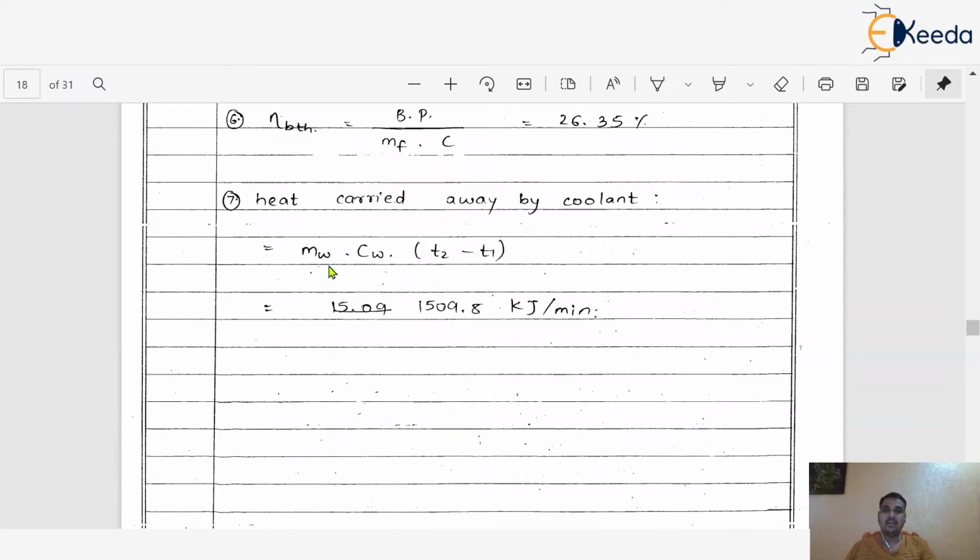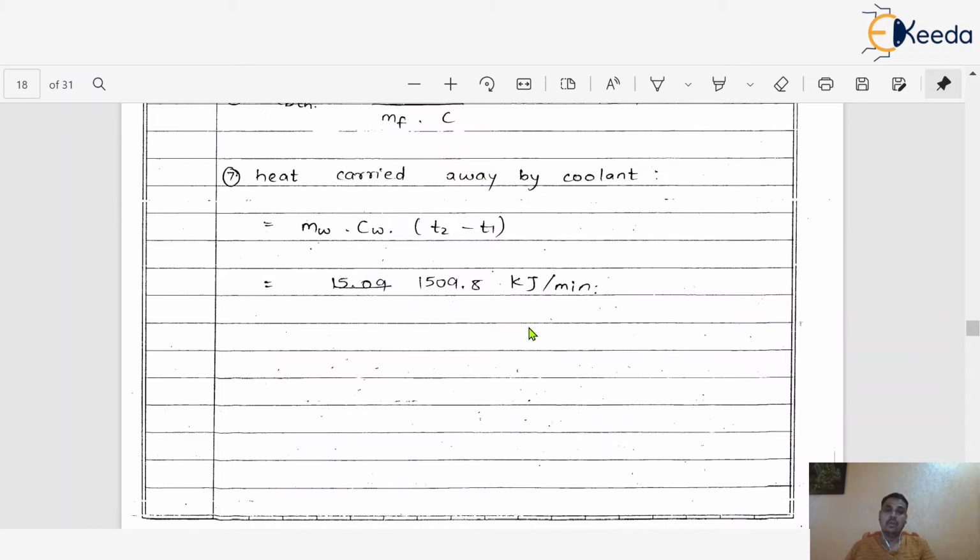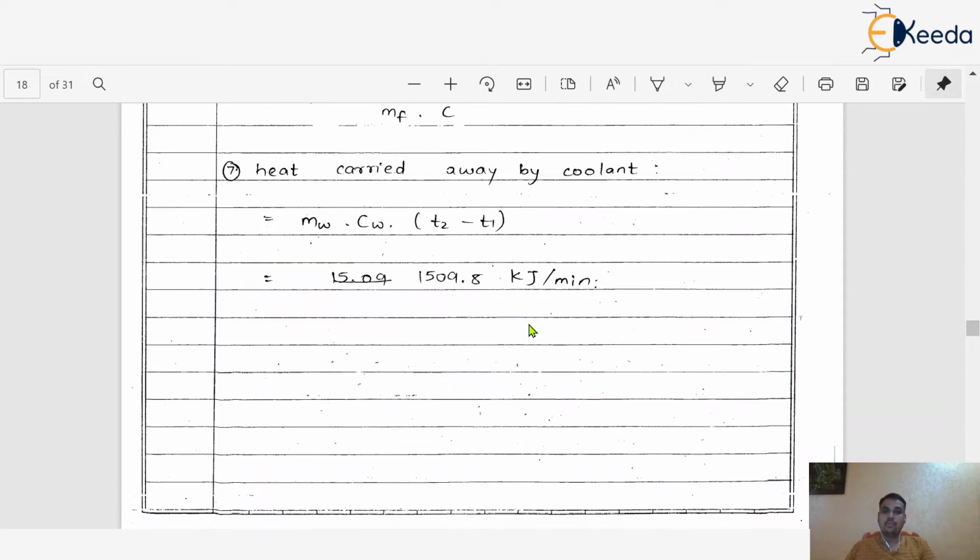In this case the mass of the cooling water is given, so directly put that value. If this value is not given in the problem, then don't consider it. T2 minus T1 is also given, and sometimes the specific heat of water is also mentioned. If it is mentioned, then we can use it here and get the answer, and that will become 1509.8 kilojoule per minute. Please do the calculations at home and you will come to know whether this answer is correct or not. So this is the solution of the first problem.